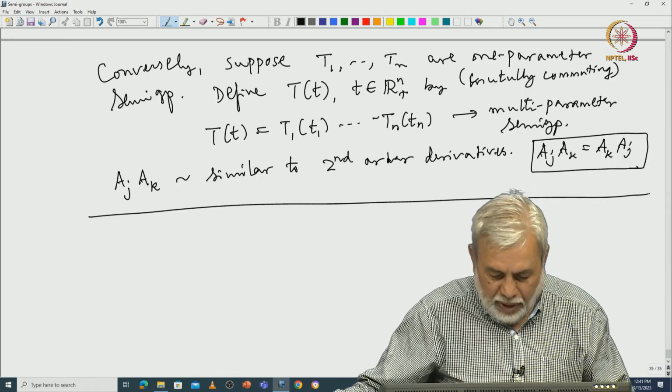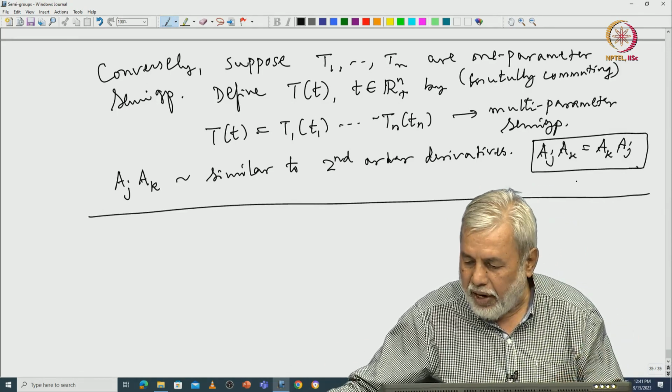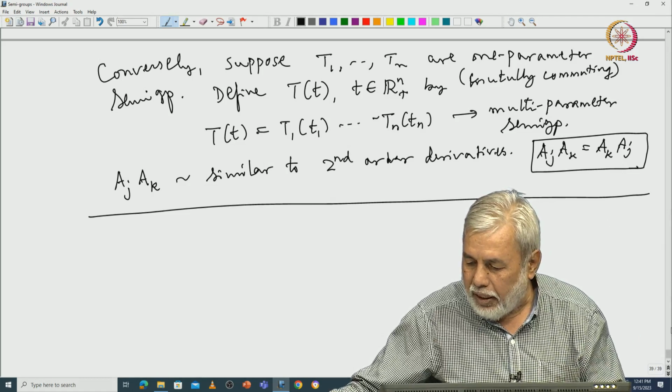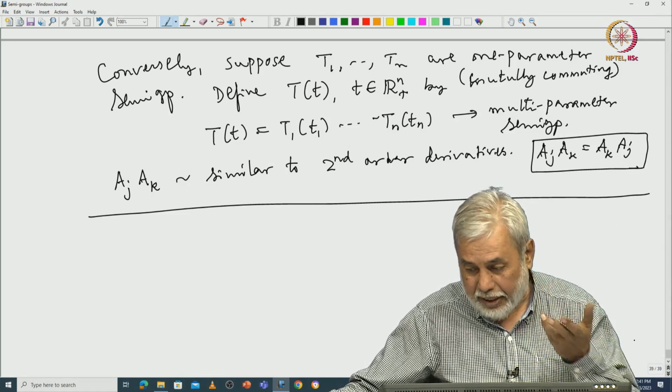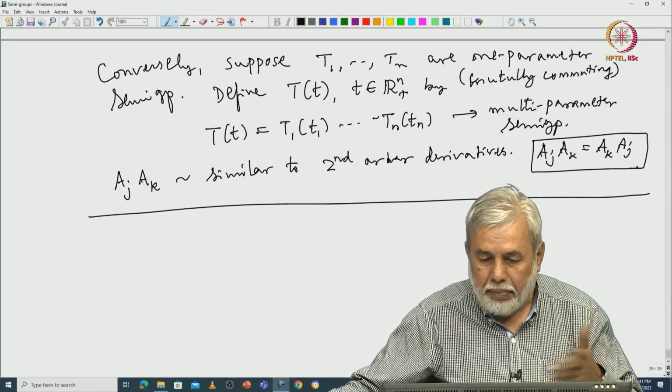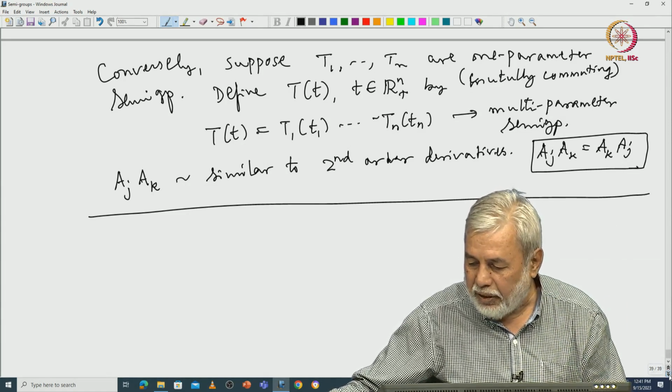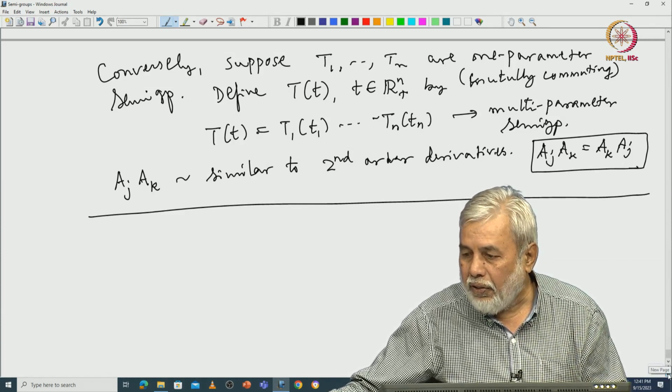Okay, but there are some other important things we have not done in semigroup theory, like the Trotter-Kato formula and other things. They are important. Okay, but those who are interested can read.